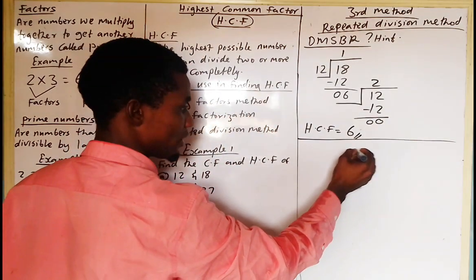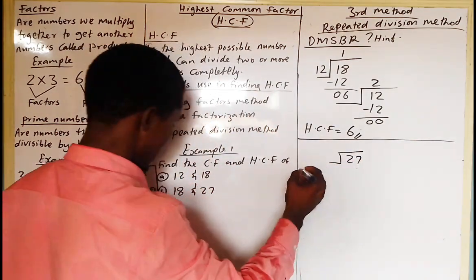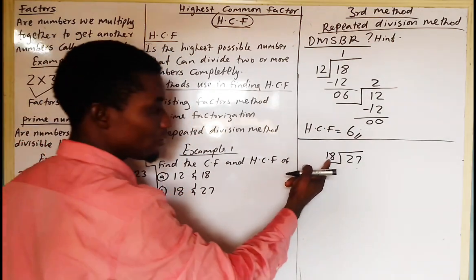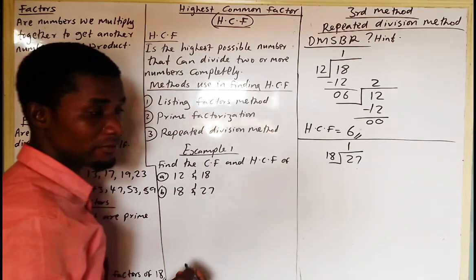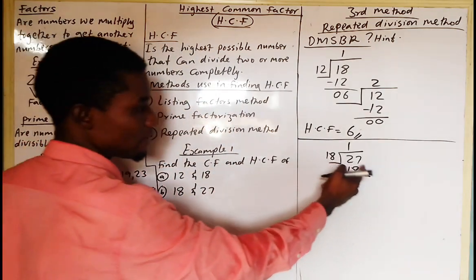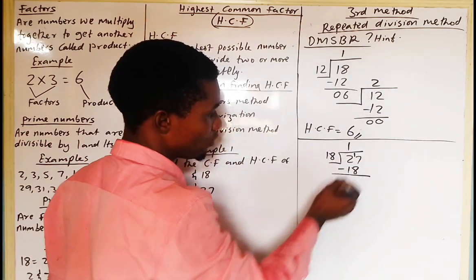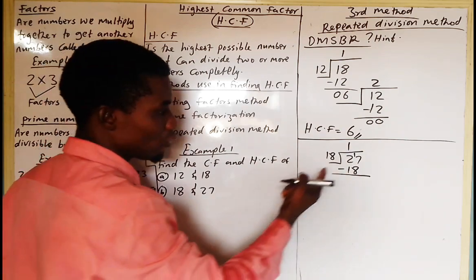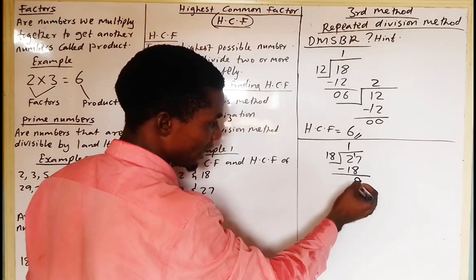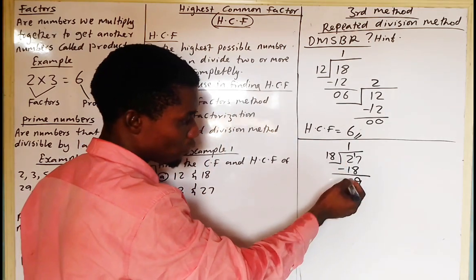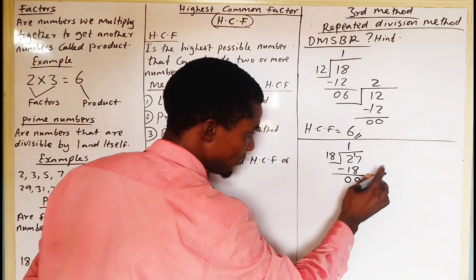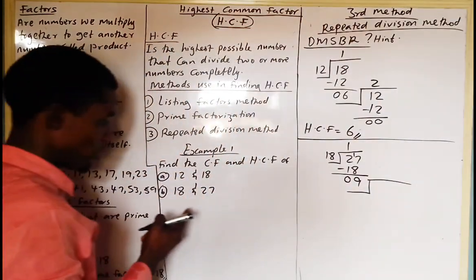Now, let's take the next example. Let's divide 27 by 18. We want to find the highest common factor of 27 and 18. Now, 18 can go in 27 1 time as well. 1 times 18 will give us 18. Now, let's subtract. 7 cannot minus 8. You borrow 1 from the 2, make it 17. So now, 17 minus 8 is going to give us 9. This one, we have 1 left. 1 minus 1 is 0.